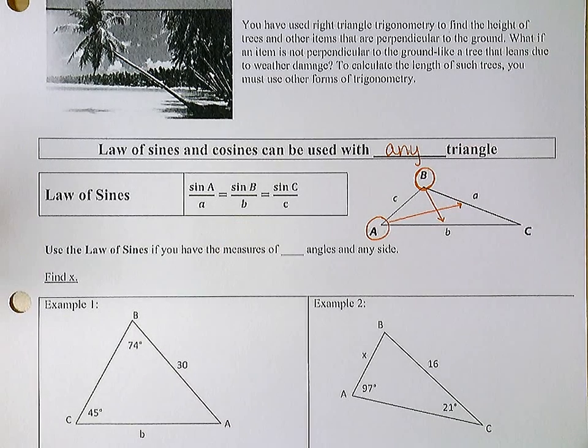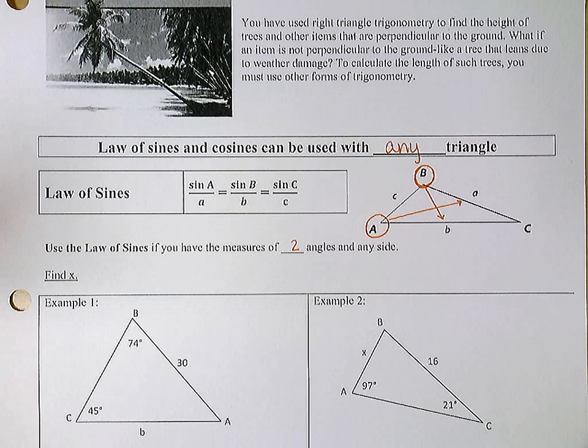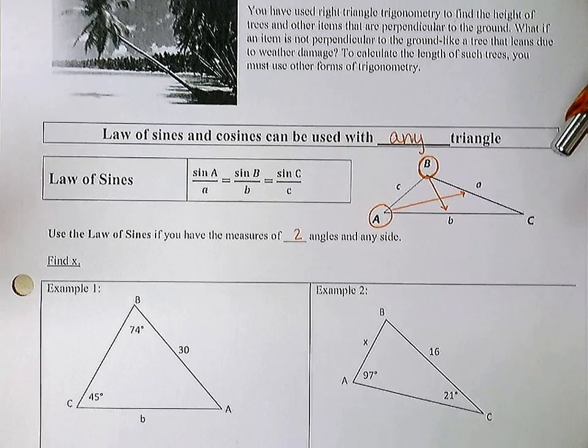Now, when you're using law of sines, you don't need all three. You just need two. To use the law of sines, you have to have the measures of two angles and any side. Two of the angles of your triangle and any side. So we are going to do an example of this.